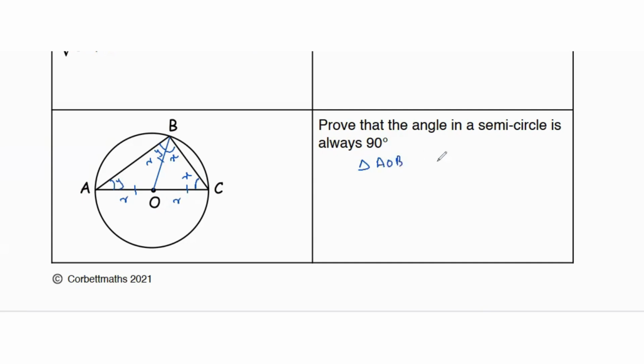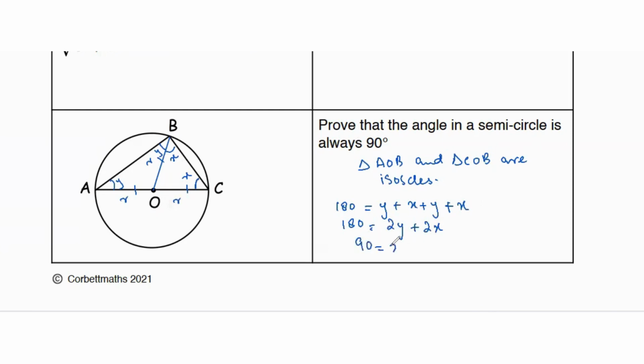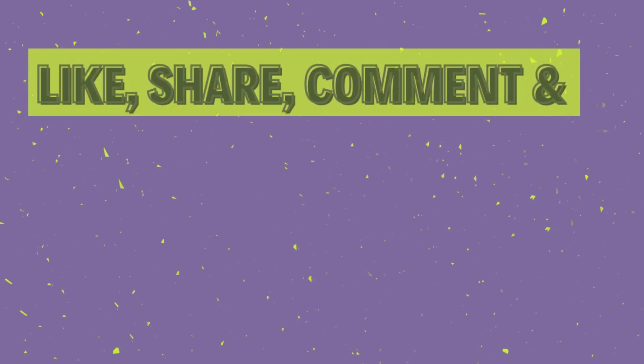because both triangle AOB and triangle COB are isosceles. So next what we do is we write the sum of angles. We know that the sum of angles for a triangle is 180. So 180 equals y plus x plus y plus x. So that's 180 equals 2y plus 2x. That's 90 equals x plus y.